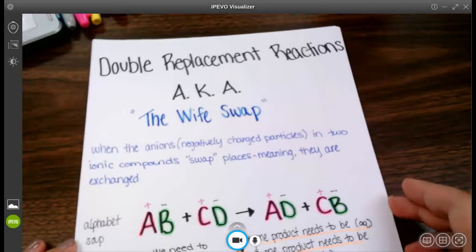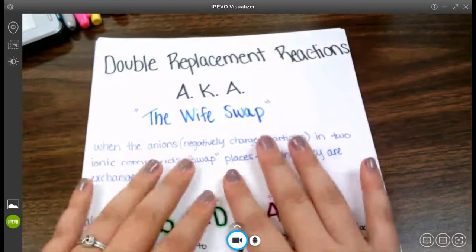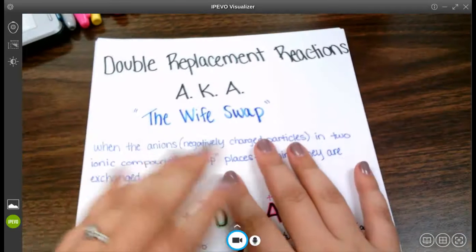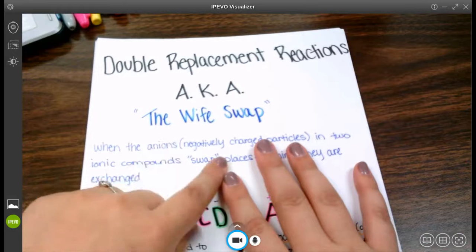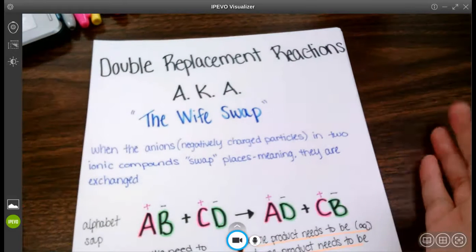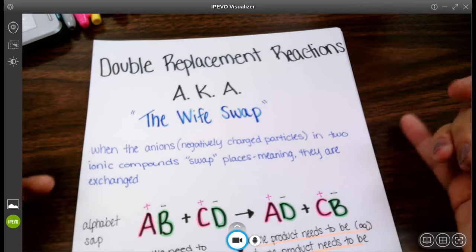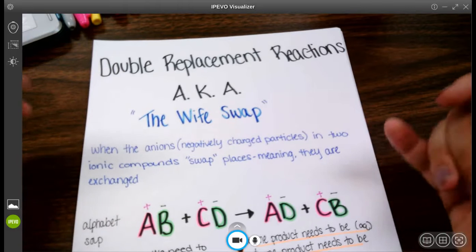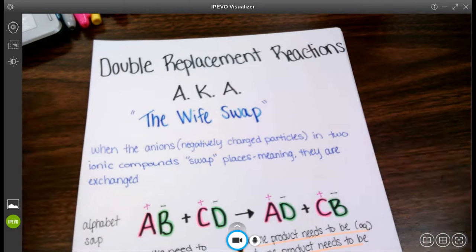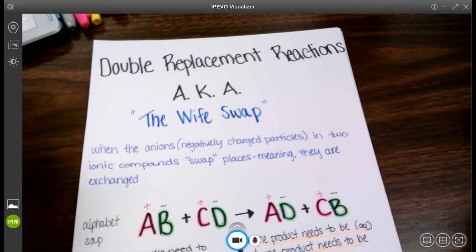Hey guys, so today I'm going to be going over the notes for our double replacement reactions, aka the wife swap reaction. So a double replacement reaction is when the anions, or the two negatively charged particles in ionic compounds, swap places, meaning that they're exchanged.